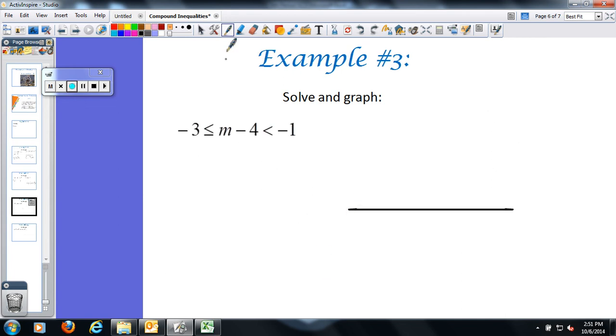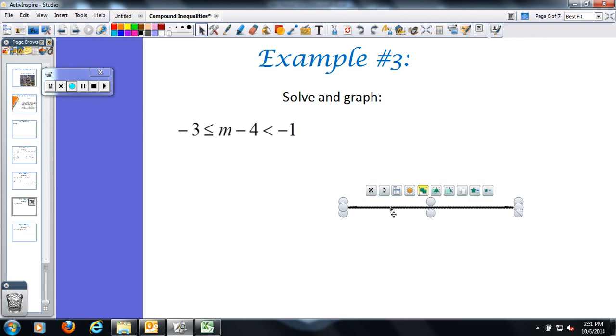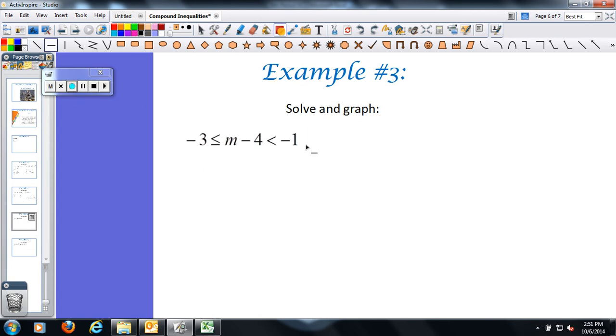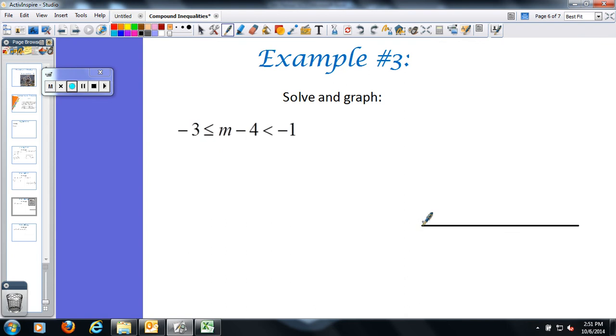So now we get to example number 3. Okay? And example number 3 is going to be similar, but this time it's not quite as easy. First of all, I see that the inequality is written together, which isn't a big deal. But I also see that this isn't just m, this is m minus 4. So I need to solve this.